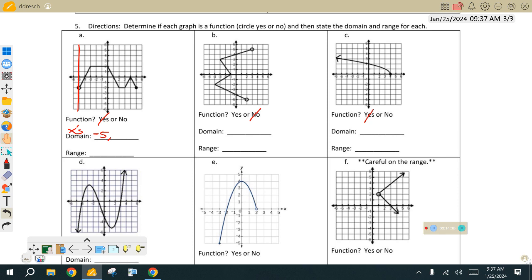Now, can I put a right wall? We go from left to right, and I'm using these x's. Then where do I stop on the right-hand side? Right. I stop at 5. My graph clearly stops at 5.